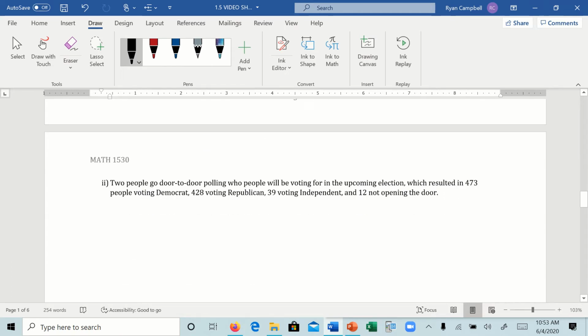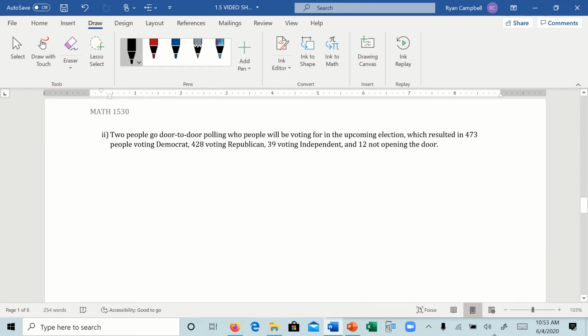All right, next. Number two, people go door to door polling who people will be voting for in the next upcoming election, which resulted in 473 voting Democrat, 428 voting Republican, 39 voting independent, and 12 not opening the door. So which of the three are we going to have a bias for? So this time it said that there were 12 people who did not open the door. So that would be a non-response bias, right? It told us there were 12 people who didn't respond.